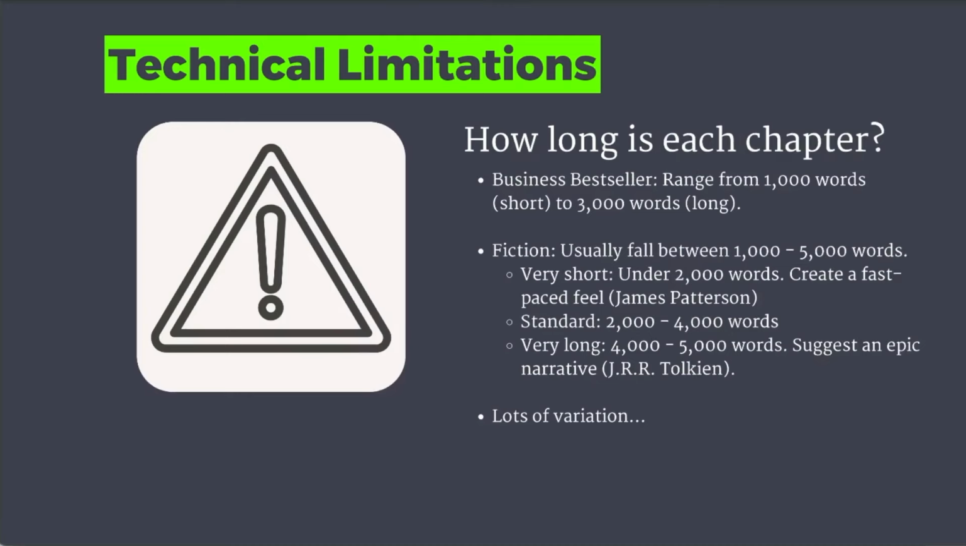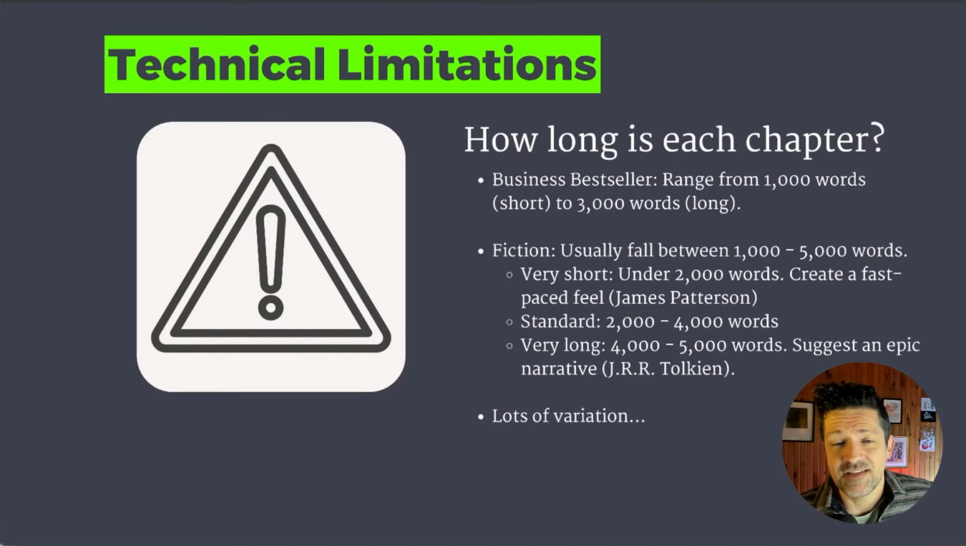that can be shorter. Diving into the chapters, how long is an average chapter? For business bestsellers, they range from about 1,000 words, being a pretty short chapter, to 3,000 words, being a pretty long chapter. Fiction usually falls between 1,000 and 5,000, so the very short in fiction would be 2,000 words.